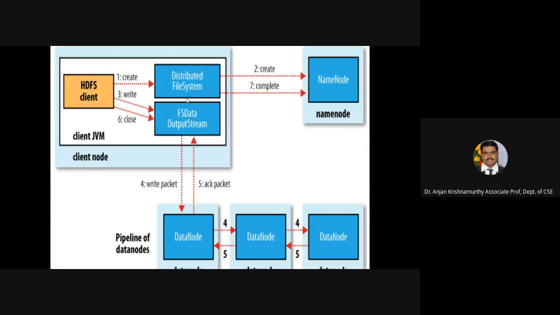Now, when the close operation is initiated, a signal is sent to the name node saying that the file operation is completed. After this, the entire file writing operation is completed in the HDFS system. So this is the anatomy of how a file write is performed in an HDFS system.